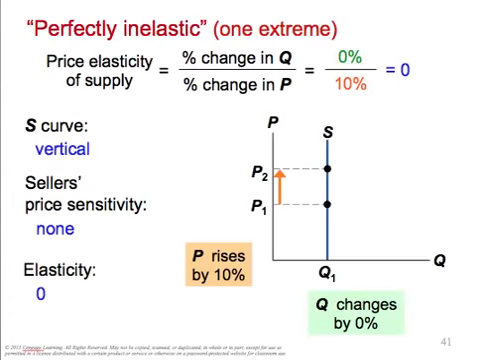Here's the one extreme. There are 2, obviously: perfectly vertical and perfectly horizontal. A perfectly elastic supply curve is horizontal. But here we have a price rise of 10%, and what do we have? A perfectly vertical supply curve. Quantity changes by 0%. The supply curve is vertical. Seller's price sensitivity is none. Elasticity is 0. Obviously, it's an extreme example. So perfectly vertical, there's no movement along the quantity axis. So it's perfectly inelastic. It's fixed. There's no movement either way. Perfectly inelastic.